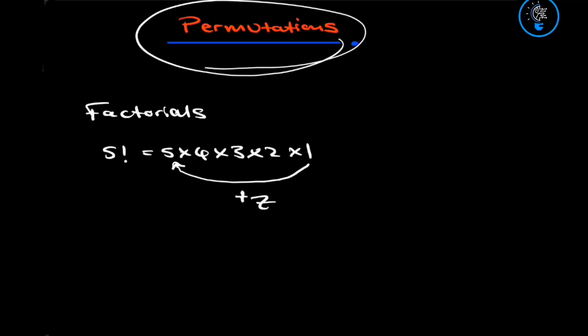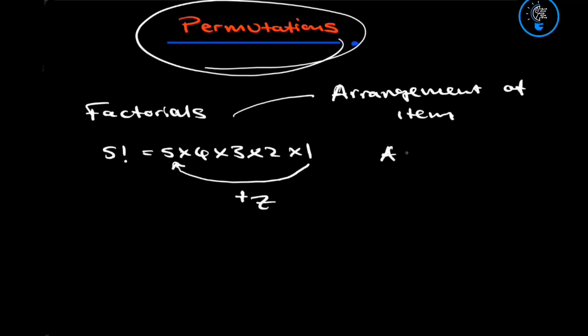One way of using factorial is in the arrangement of items. You might have a question where you're given 3 items denoted by 3 letters, then you are told to state the possible number of ways of arranging these 3 letters or these 3 items.